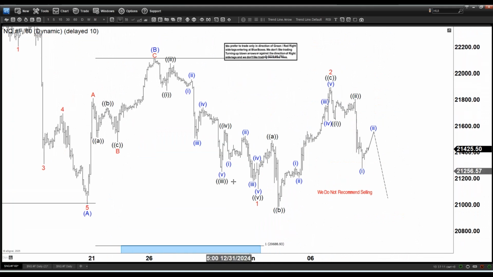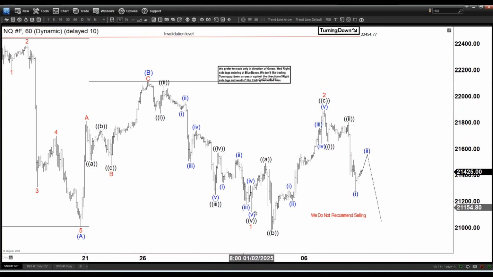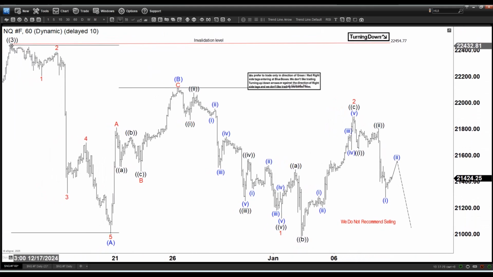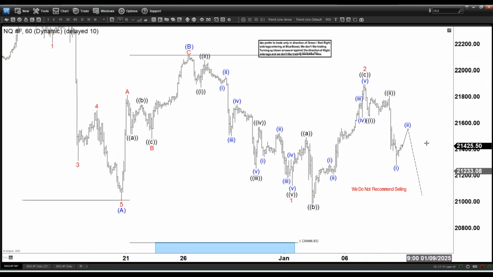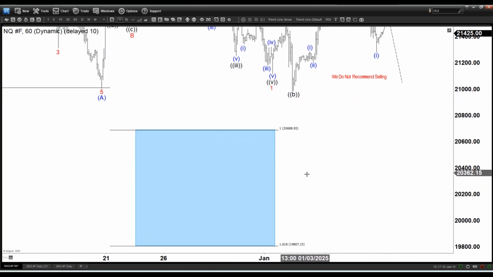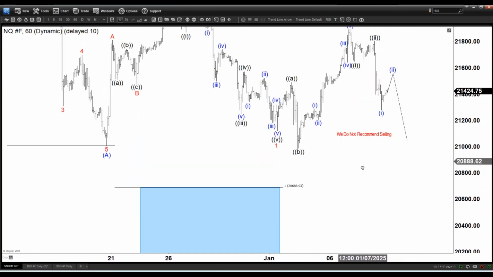So this one ended 1 of C. Instead of ending the C, that's only ending 1 of C, and then the 2 of C was in the form of an expanded flat. Now we have gone lower again, expecting the downside as long as we don't break above this previous peak, the December peak at 22,454. We can see we have a chance to extend lower into this area between 2688 and 19807 next.